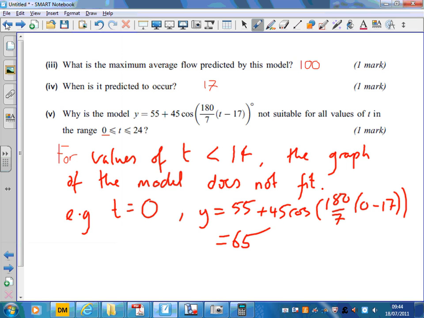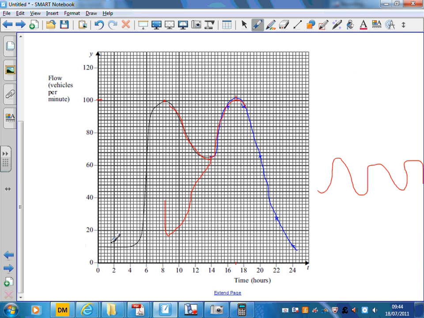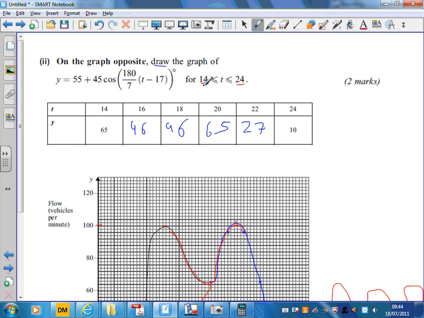Except I didn't really want it to be 65 because it's supposed to be 10. Because it's 0, it's meant to be 10. So clearly it doesn't fit for values below 14. And that's it, job done.